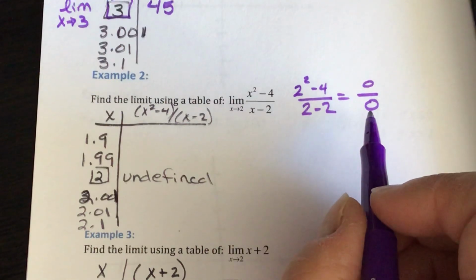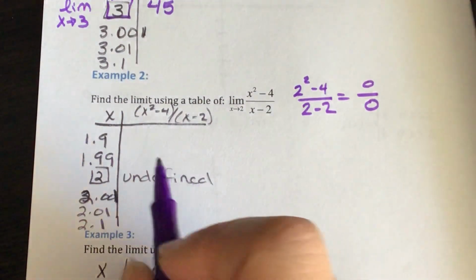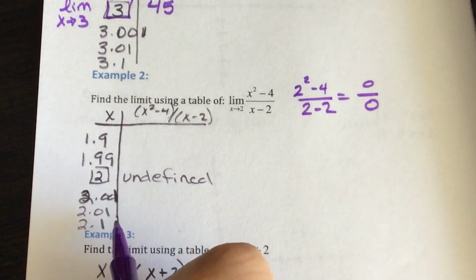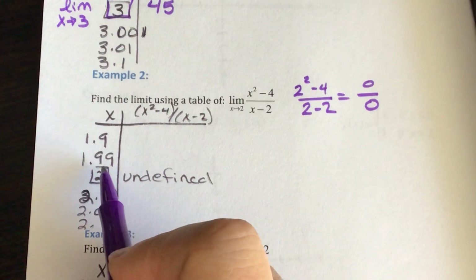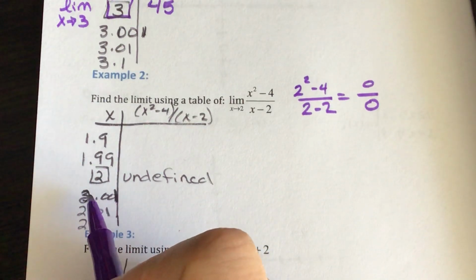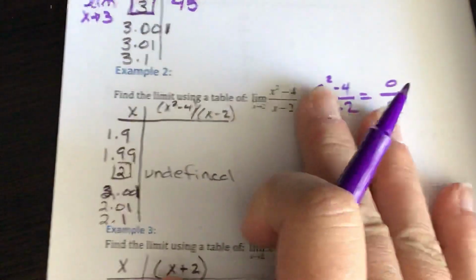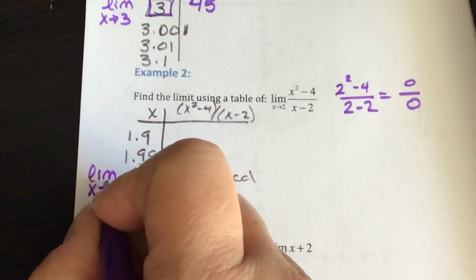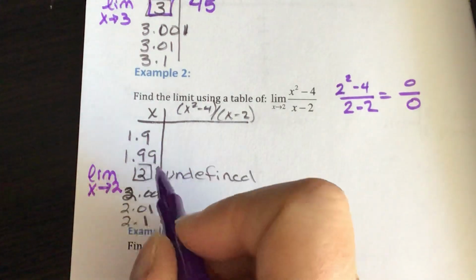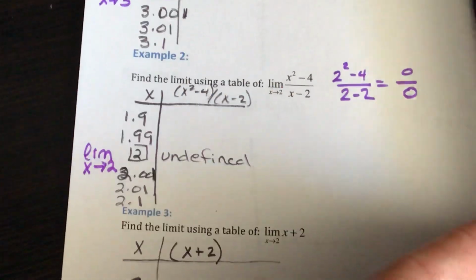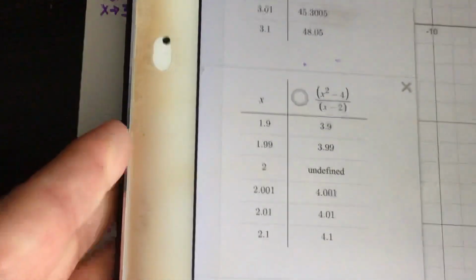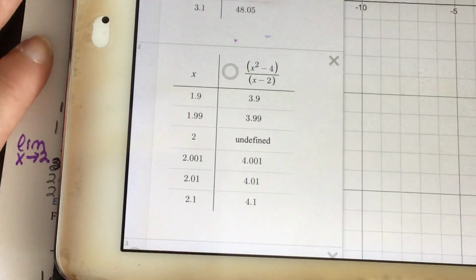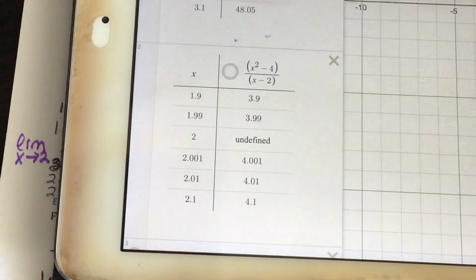All right, so what I'm going to do is I'm going to, in my table, look at what's happening to the numbers that are close to 2. All right, because 2 is where I want to find my limit. As x approaches 2, what's happening? Now, I have that also on my table. And again, this is just Desmos. I'll show you in a second how this works.